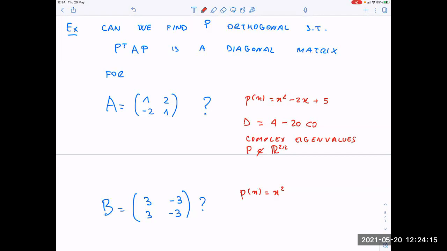Sofia Kanauk says no. And why do you say no? Do we have a way of explaining why you cannot do that? Okay, yeah. So the answer here was no. And the answer is again no, because B is not diagonalizable.